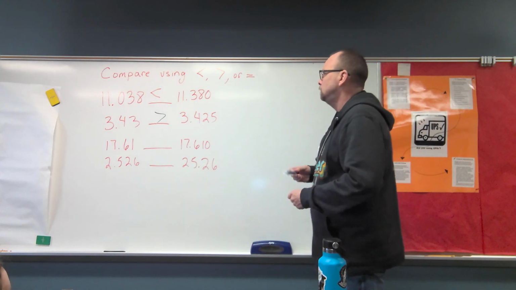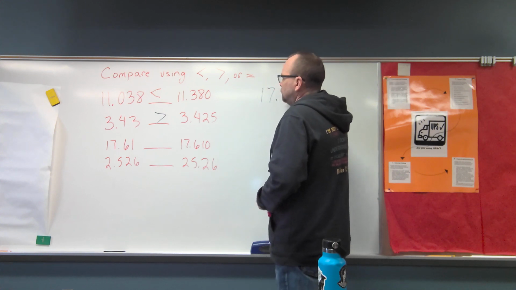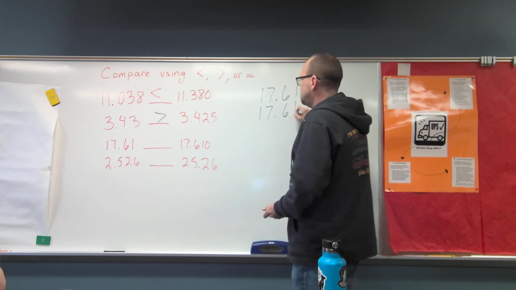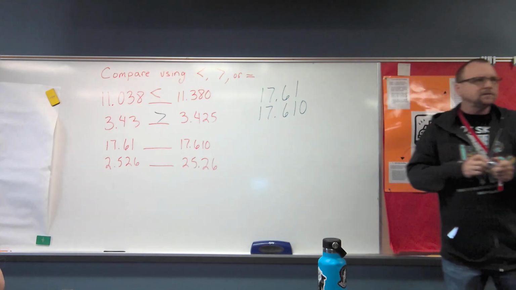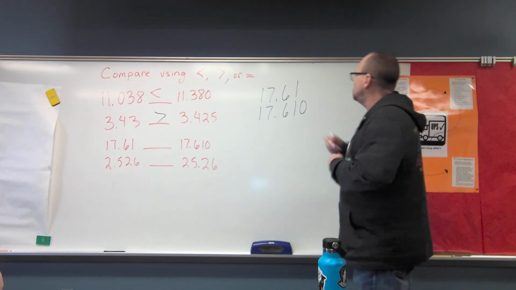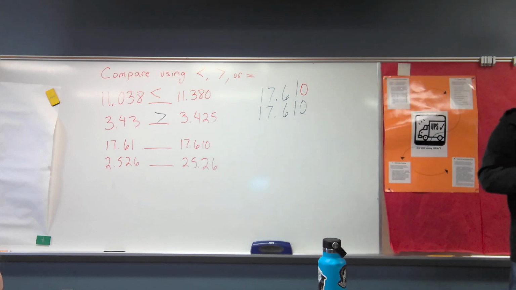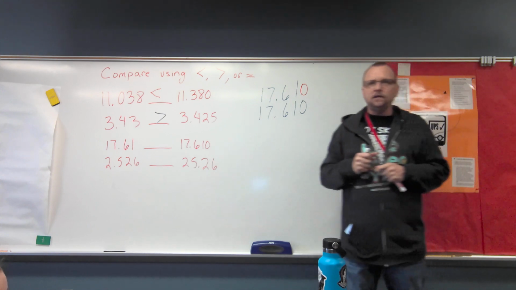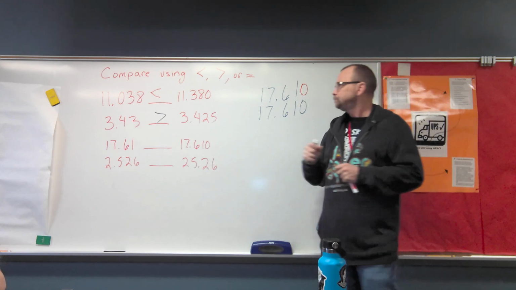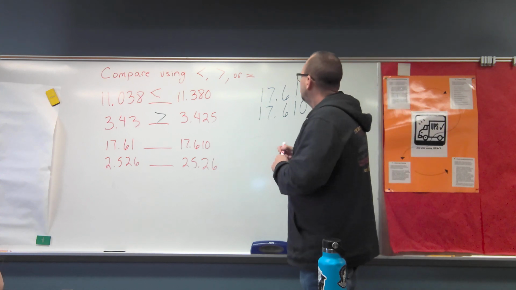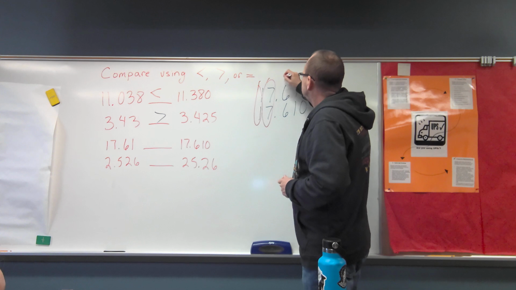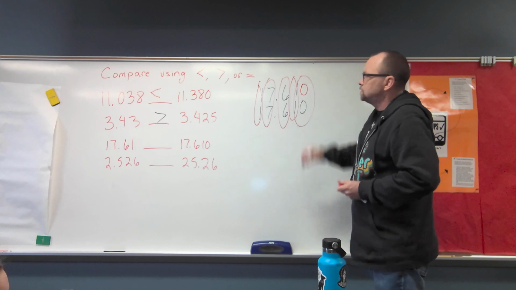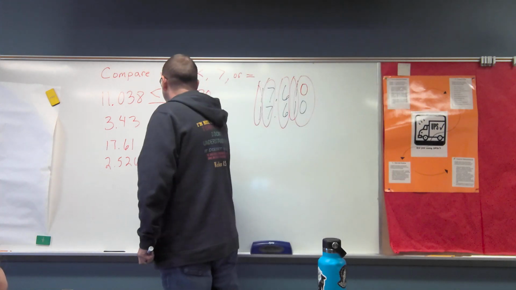The next one, lining up the place values, tens over tens, ones over ones, tenths over tenths, hundredths over hundredths, thousandths over thousandths. But we can add a 0 here, because adding 0 thousandths doesn't change anything. We start with our greatest place value, which is what, Isaac? The tens place. Tens place is the same. Ones place is the same. The tenths place is the same. The hundredths place is the same. The thousandths place is the same. So these two are equal.